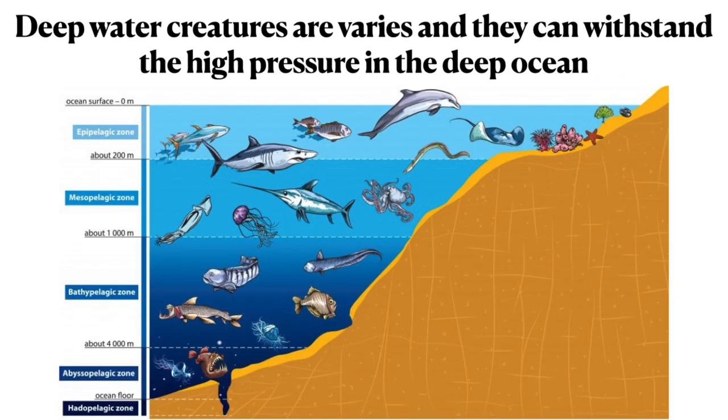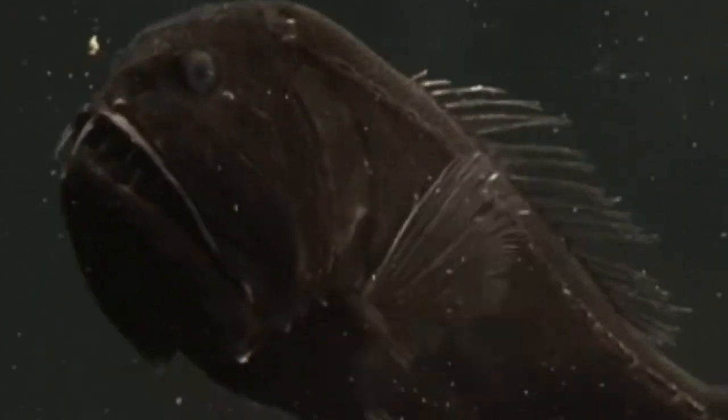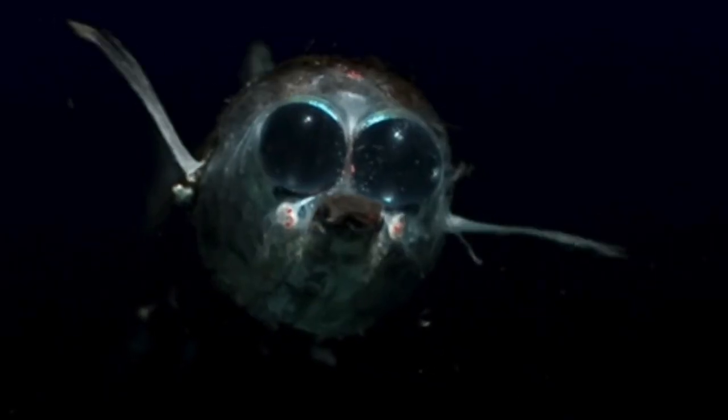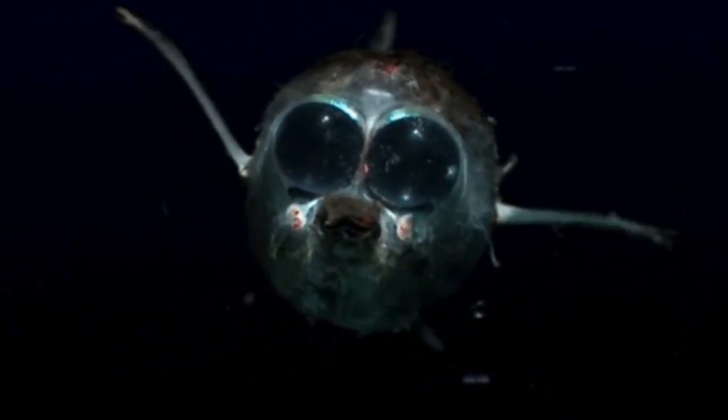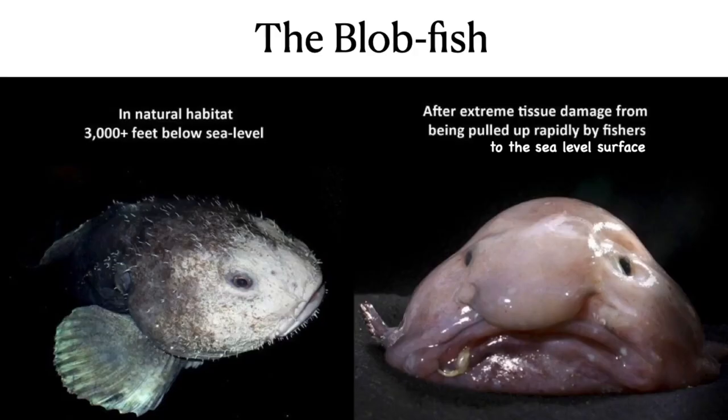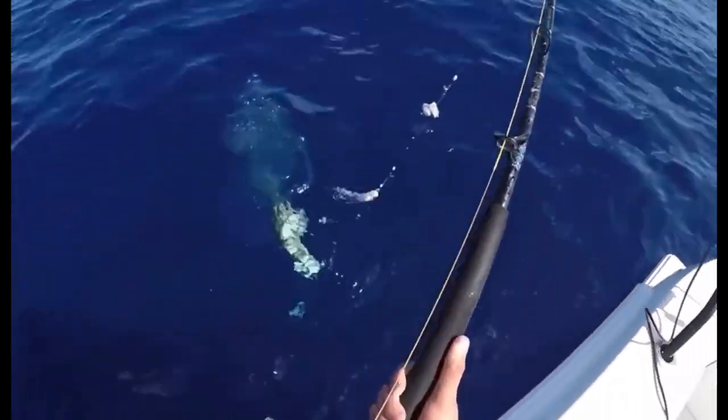Deep water creatures are various. They are created by the Almighty to be able to withstand the high pressure under the deep ocean. For example, the blobfish. The picture on the left is the look of a blobfish at 3,000 feet below the sea level. And the picture on the right is the look of a blobfish after experiencing extreme tissue damage when being pulled rapidly by the fisher to the sea level.